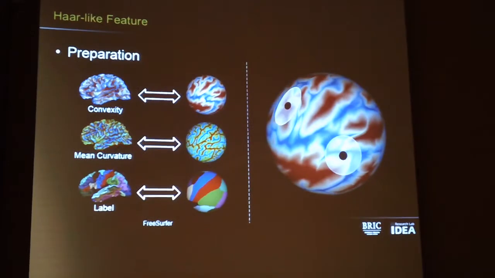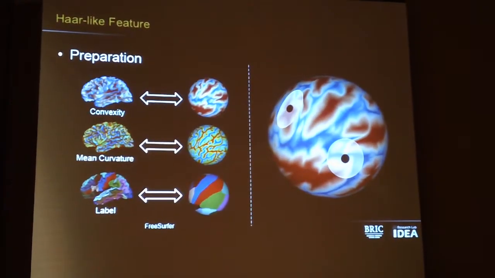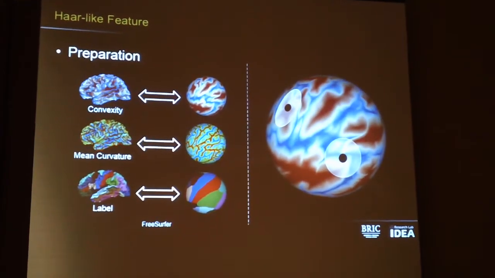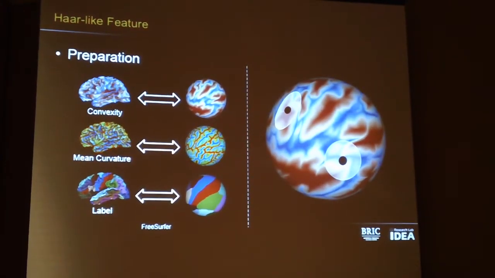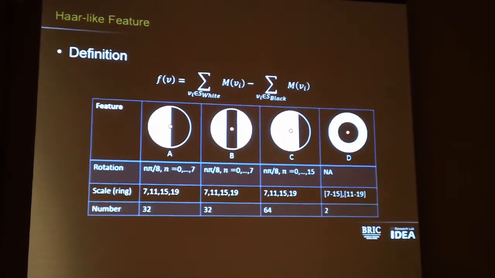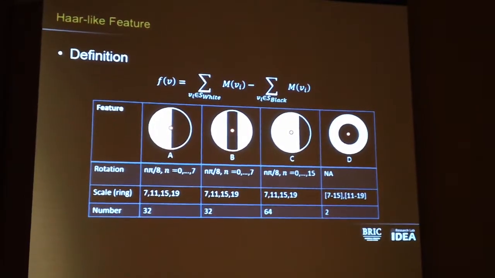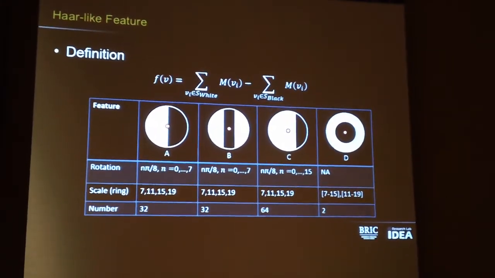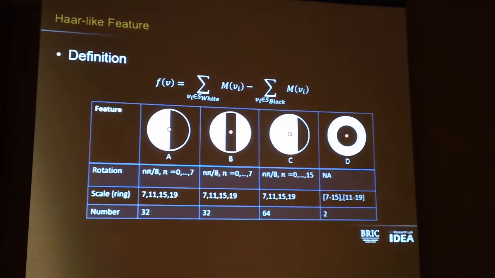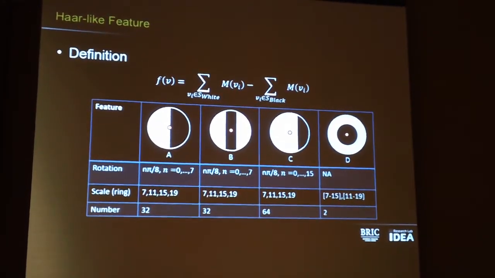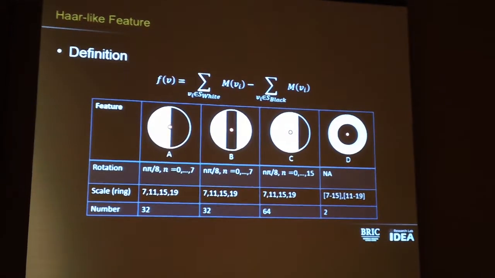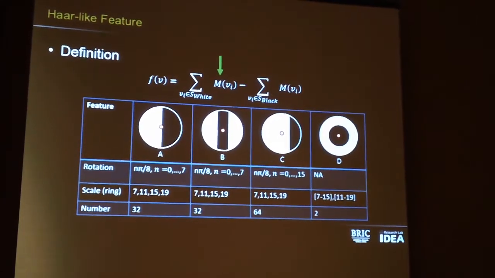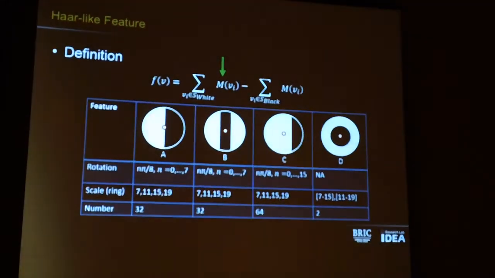The Haar-like features can be computed at each vertex on the spherical surface. When we compute the Haar-like features, we only consider a neighborhood of the given vertex. This table shows four types of Haar-like features. Each circle stands for a neighborhood of a given vertex, and we cut the neighborhood into black regions and white regions. The Haar-like features can be computed using the equation above. In this equation, the character M stands for the mean curvature or the convexity.